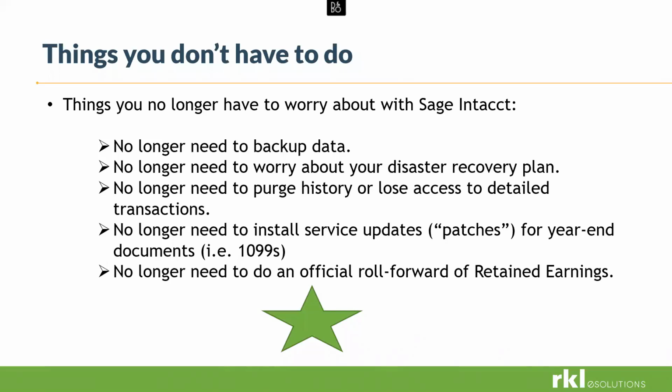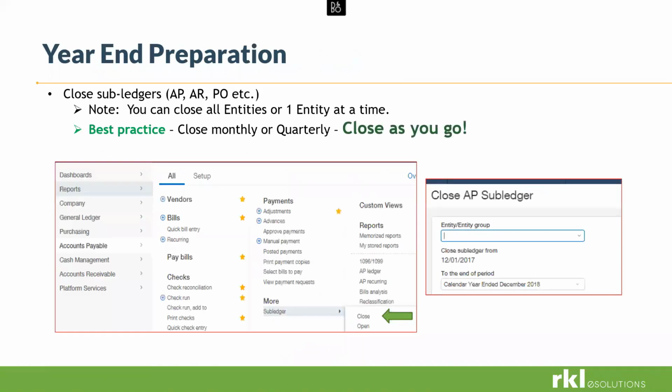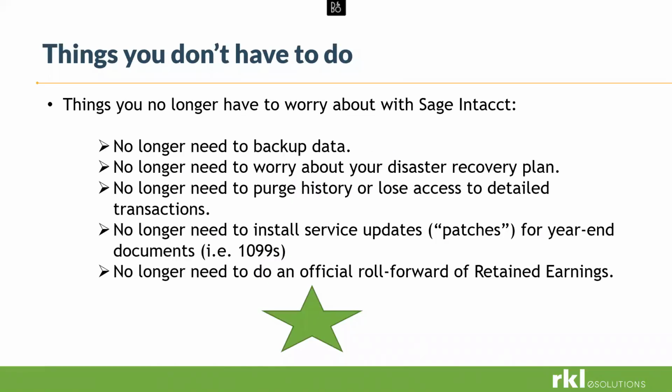Biggest thing too is that you no longer have to worry about finding space on your server to store that backup. You no longer have to purge history or lose access to detailed transactions. You no longer need to install all those nasty service update patches for year-end documents like 1099s, and you no longer have to do an official roll forward of retained earnings. It happens automatically with Intacct every year. Actually, it happens every month. Retained earnings is rolled forward. So that to me, like I said, is a really good slide because it takes a lot of burden off of you and reduces the stress at year-end on your part.